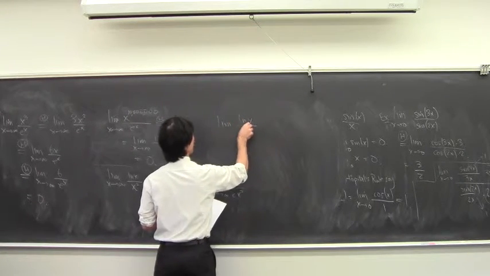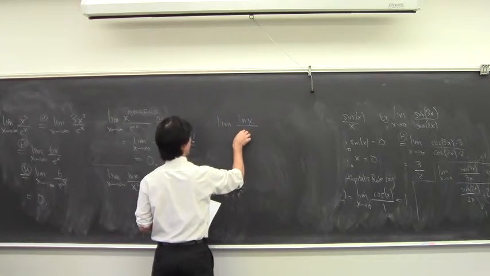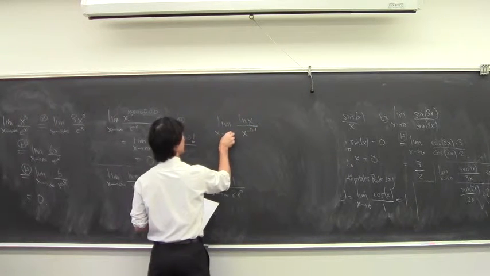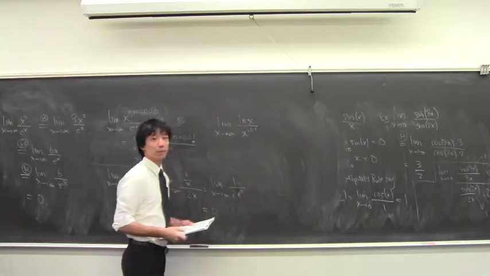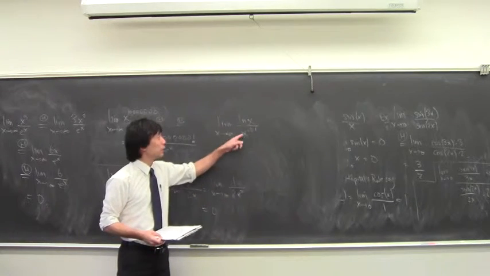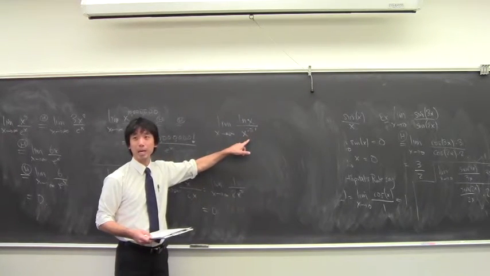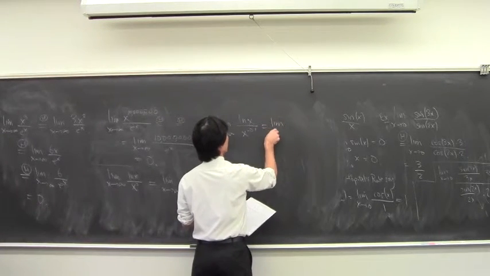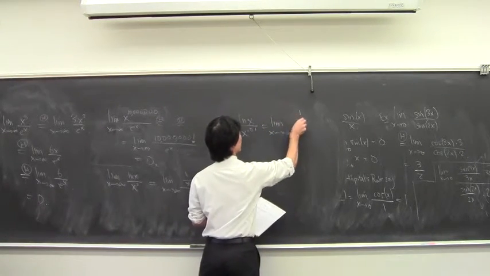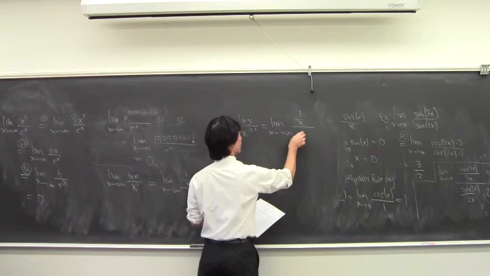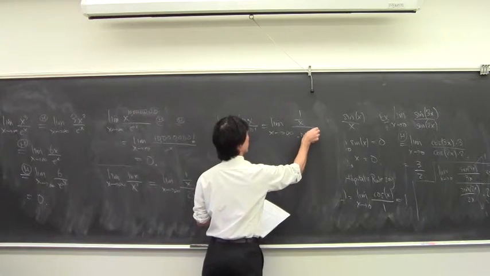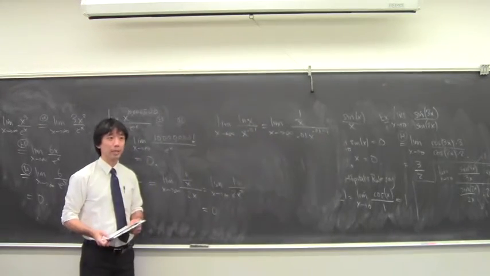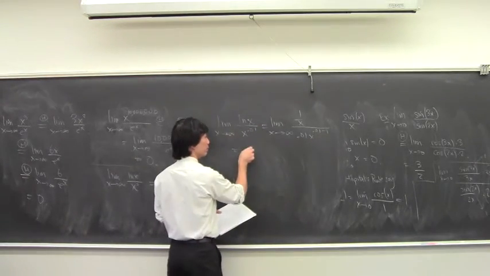So let me make the point a little bit more explicit. Suppose I have something like natural log of x over x to some tiny power. When I differentiate the top, I get 1 over x. When I differentiate the bottom, I get 0.01 x to the 0.01 minus 1. What happens when you simplify that, Raina?